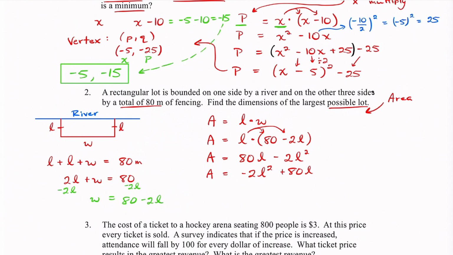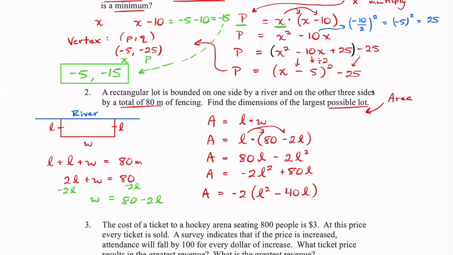Now to complete the square, first thing we want to do is factor out if there's a number in front of the L squared. So I'm going to factor out negative 2. And we factor that out of this term and the second term. Only the first two terms. If there was a third term, I don't do it out of the third term. So that's going to give me minus 40L.